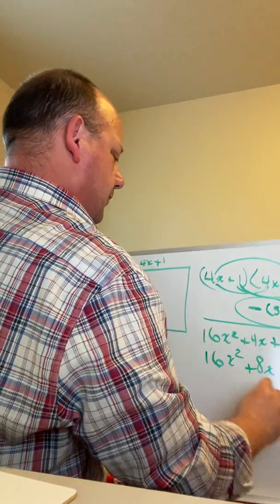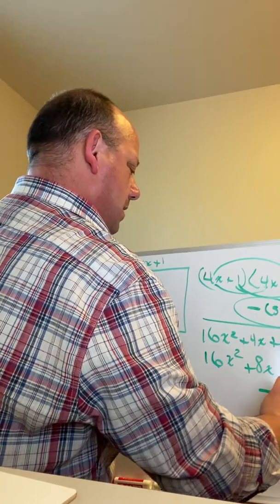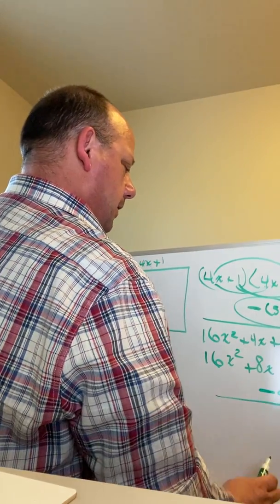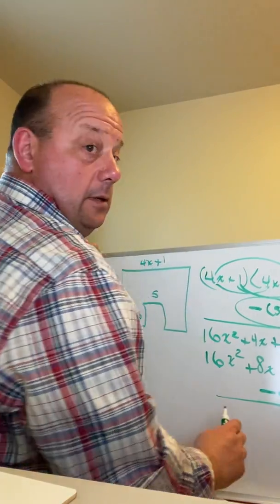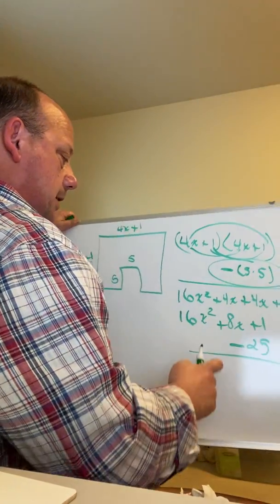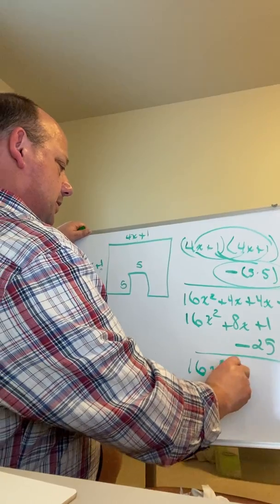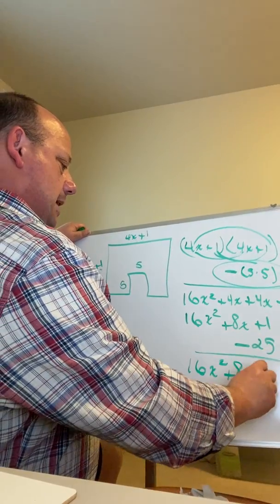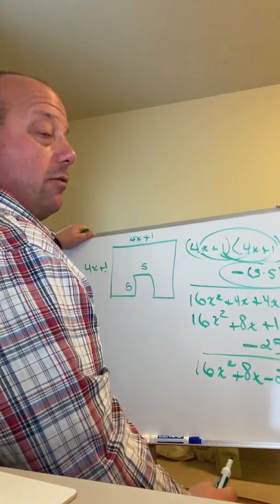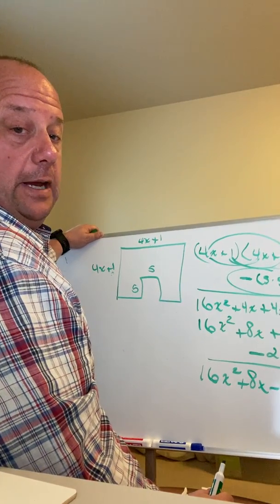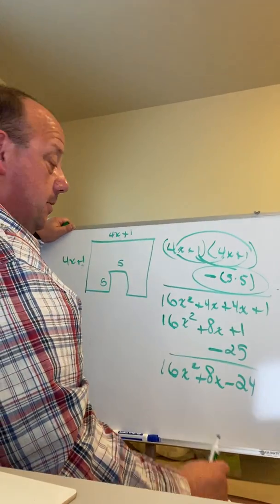And we know that 5 times 5 is 25, but we're subtracting 25 from this. So our polynomial for this problem should end up being 16x squared plus 8x minus 24. That's the trinomial, the polynomial that will be created from this problem.